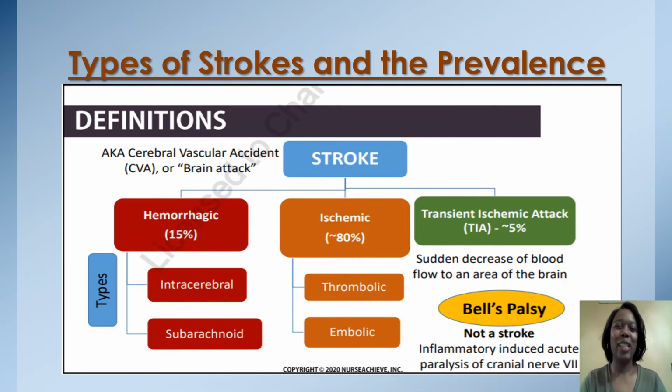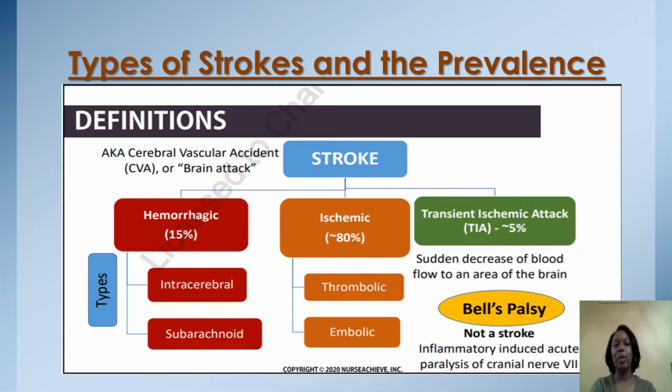So let's discuss the types of strokes and their prevalence. There are two main types of strokes. One is hemorrhagic, the other is ischemic. 15% of the CVAs are hemorrhagic strokes, which is a brain bleed that damages the brain tissue due to the increased pressure in the brain.